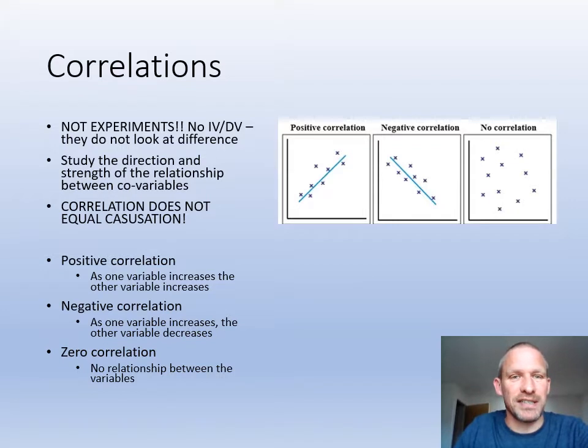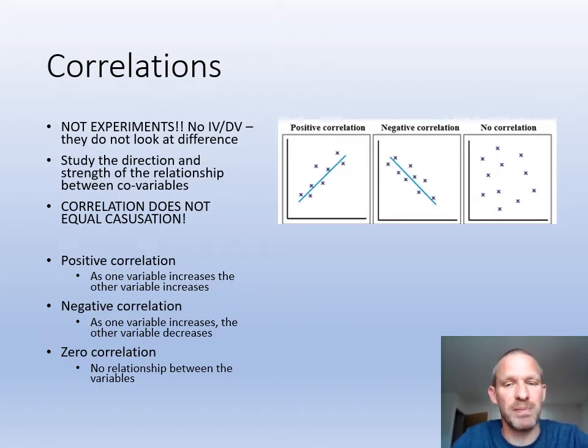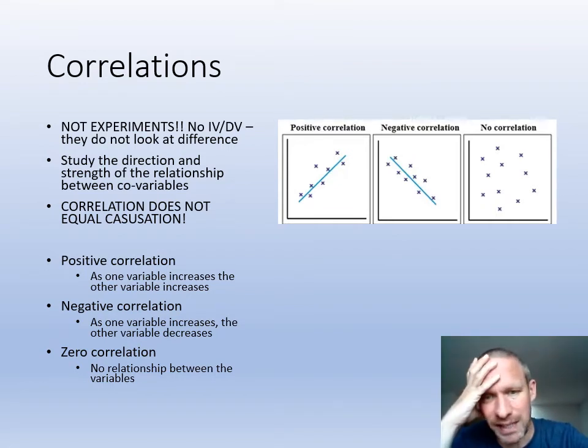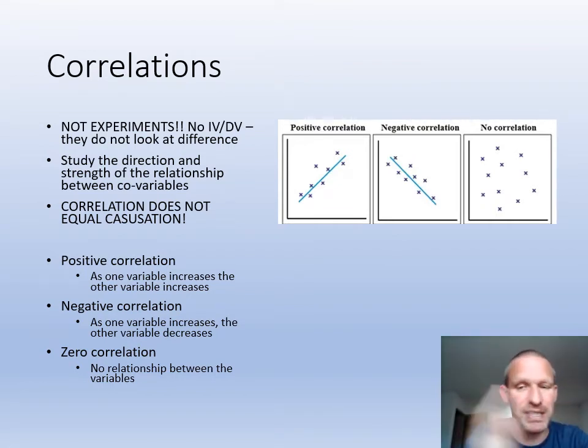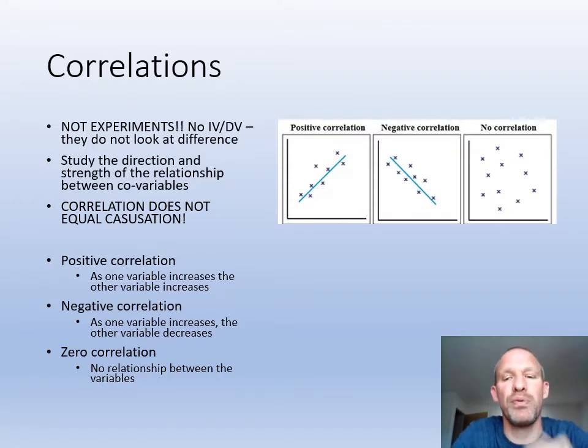So, correlations. Please get into your heads that these aren't experiments. It's so important that you see the difference. Experiments look at differences. Experiments have an independent variable. It has conditions. You have the DV. You don't have any of that with correlations. You're just looking at a relationship between what we call two covariables. The other thing to bear in mind, we'll come to this in a bit, correlation does not equal causation.